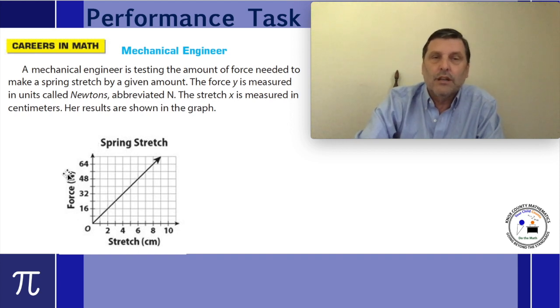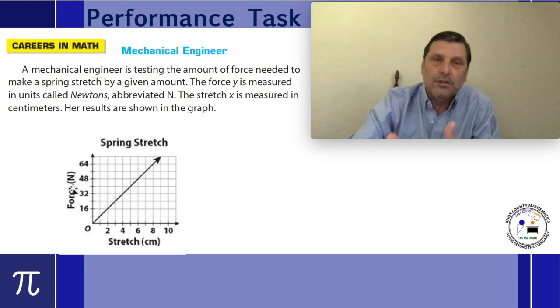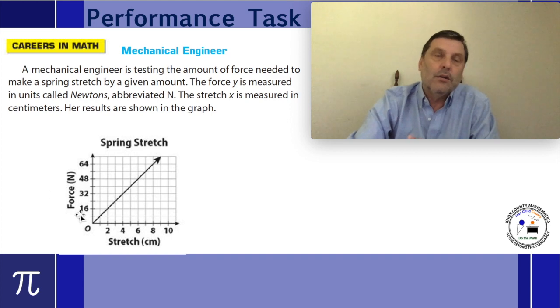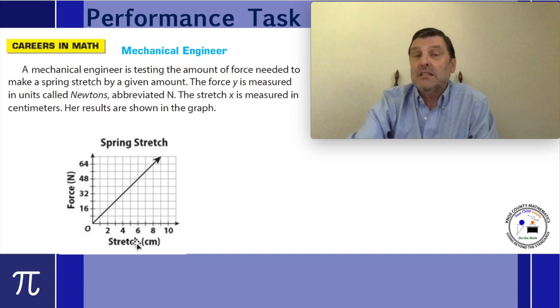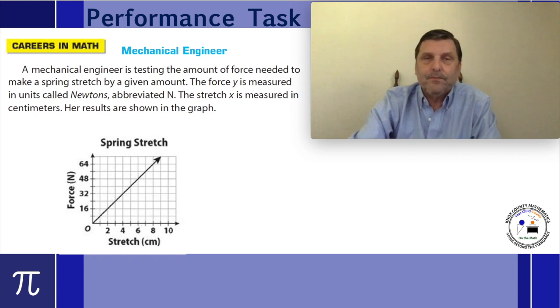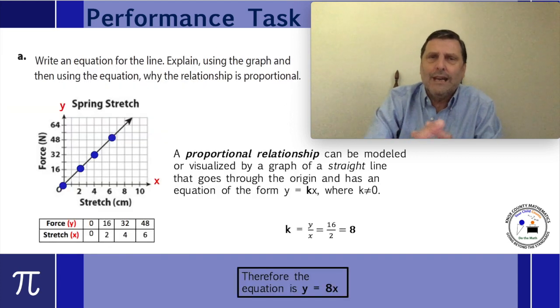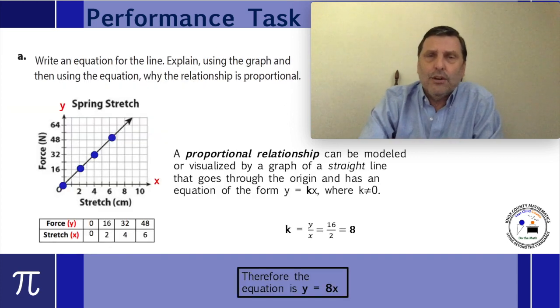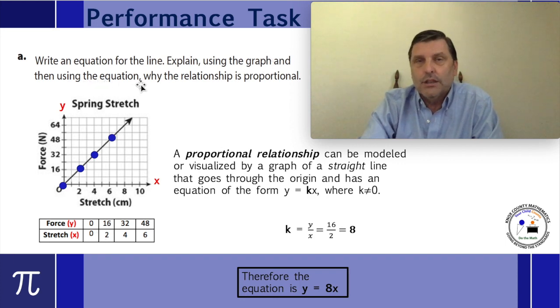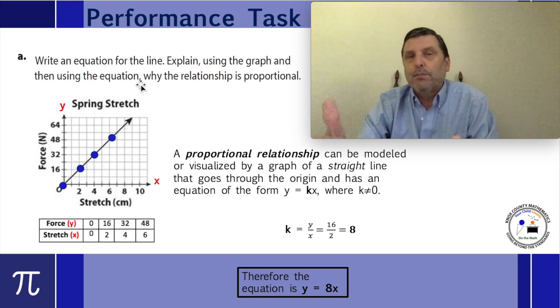And we're using the letter N for the units called newtons from Isaac Newton, and we're letting the letter Y be our force, our Y variable, and stretch be our X variable. Okay, that sets the problem up, and let's see what they're asking in part A. Write an equation for the line. Explain using the graph and using the equation why this relationship is proportional.